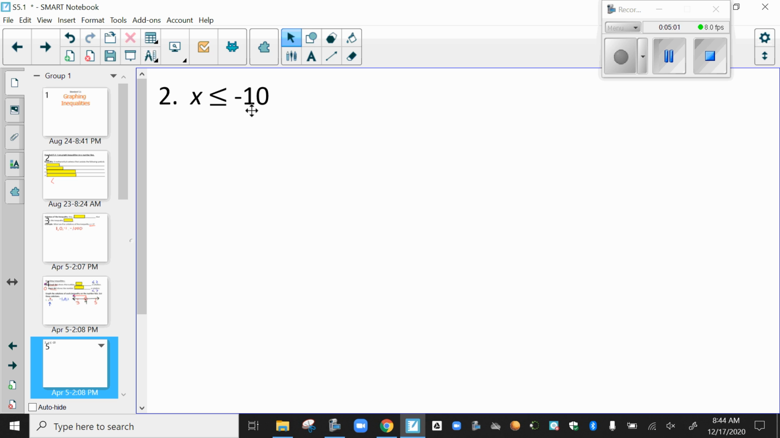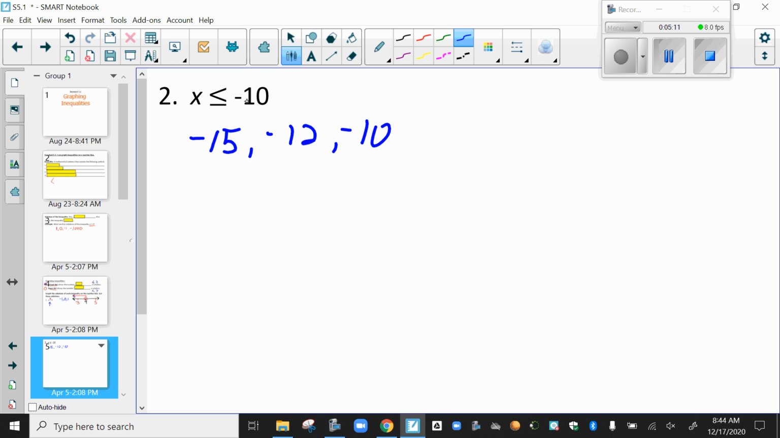is less than or equal to 10. So numbers that are less than or equal to negative 10 would include, let's see, how about negative 15, negative 12, and negative 10. Negative 10 is equal to negative 10, so that works. I'm going to draw a line down here, negative 10 here.